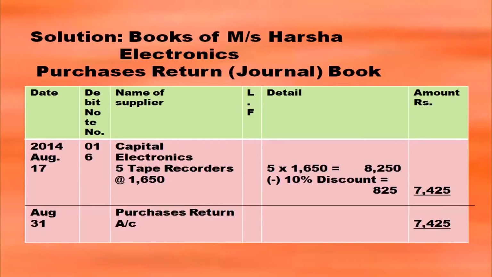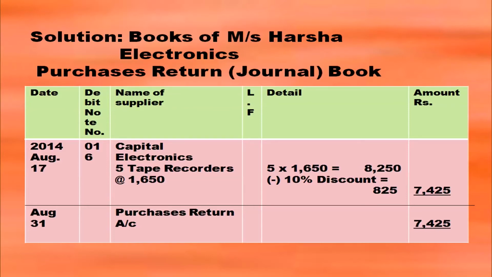Books of Messrs. Harsha Electronics, that should be your heading. And purchases returns journal, that also should come, or purchases returns book you have to write. Then with date, debit note number, name of supplier, ledger folio column, details and amount. Date you have to write as per the instructions, that is 2014, that is year comes first, then month and then date. Debit note number you have to write.